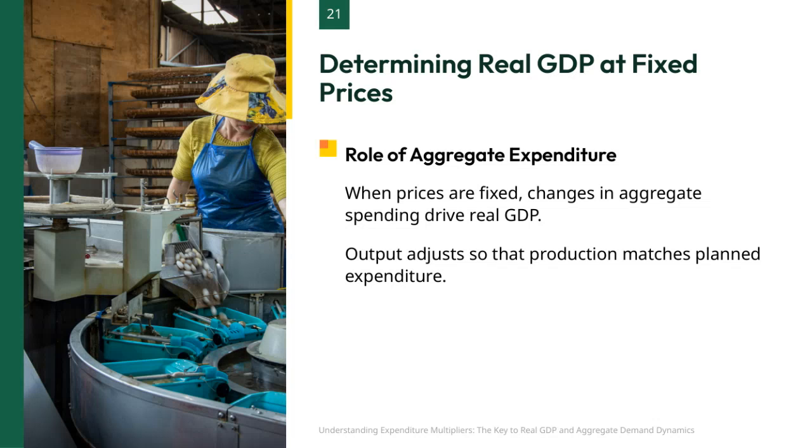Here, we're looking at how real GDP is determined when prices are fixed. The key idea is that changes in aggregate spending directly influence real GDP.